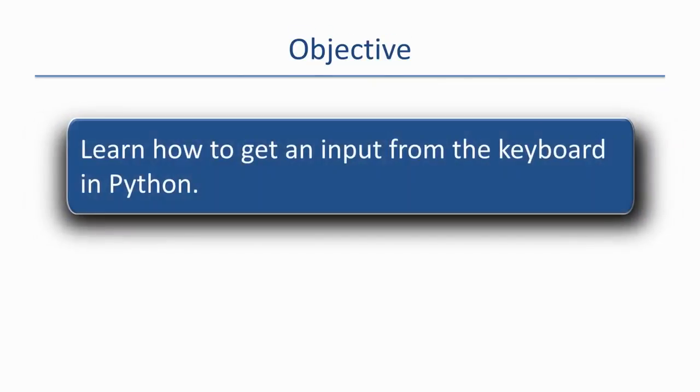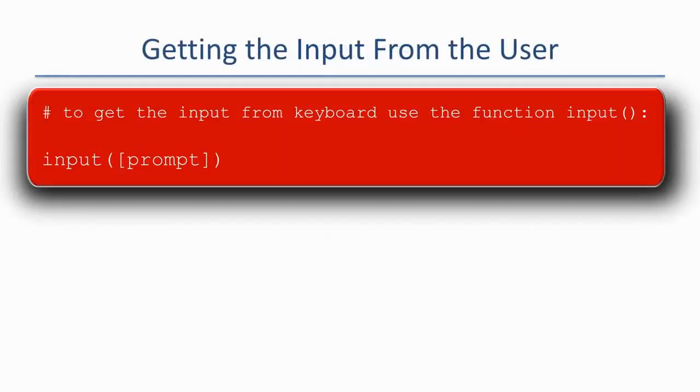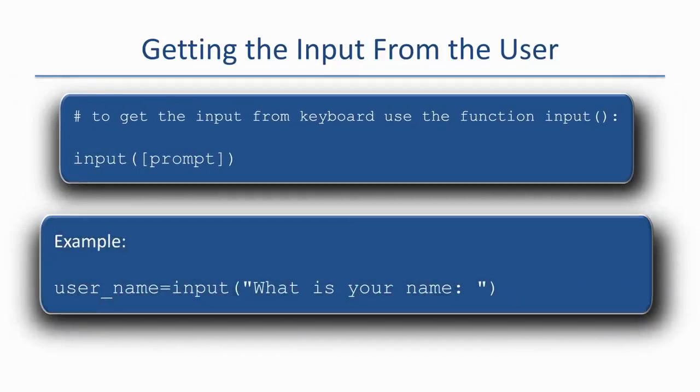The goal of this lesson is to learn how to get an input from the keyboard in Python. To get the input from the keyboard, you should use the function called input. The general format of an input function is that you say input and open parentheses with some optional prompt and then close parentheses. Here is an example of it.